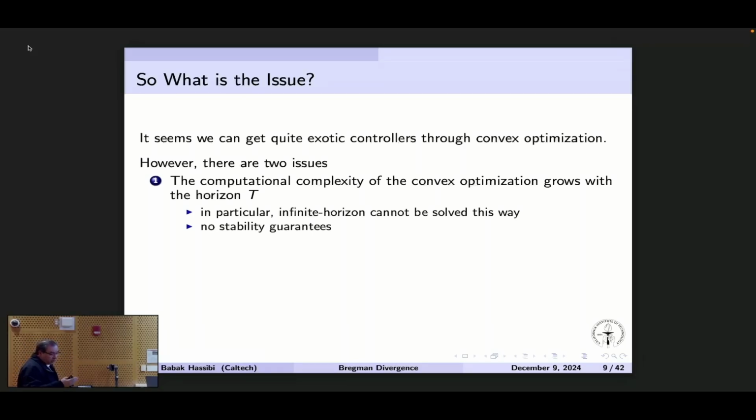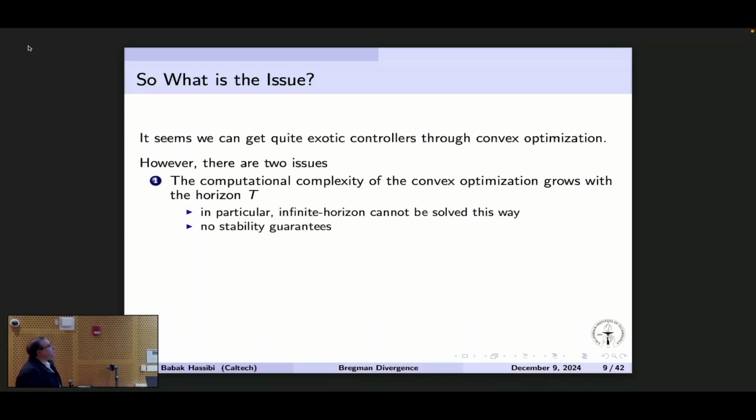The LQR solution, because it has dynamic programming built into it, has complexity that grows linearly with the horizon, not cubically, so it's much better. But in particular, we cannot solve infinite horizon problems this way. And if you want to, there are no stability guarantees. So people do these things in blocks and stitch them together and hope that everything works, and who knows if it does.